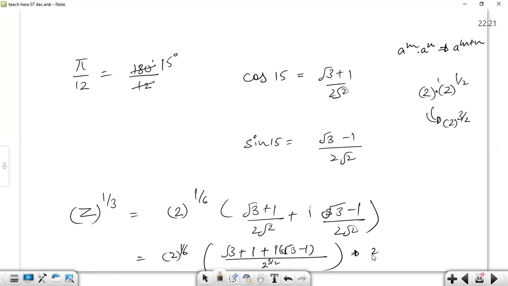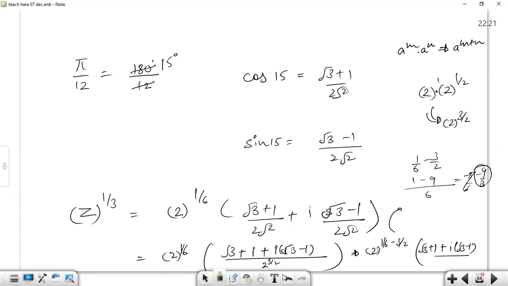Now 2 raised to power 1 by 6 is divided by 2 raised to power 3 by 2, and then whatever is there. Okay, this is their answer. We can also solve 1 by 6 minus 3 by 2. Taking the LCM 6, that becomes minus 8 by 6, which is minus 4 by 3. So this can be rewritten as this, and this is our final answer. We have found out the cube root of the complex number.